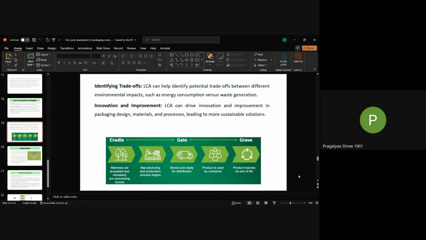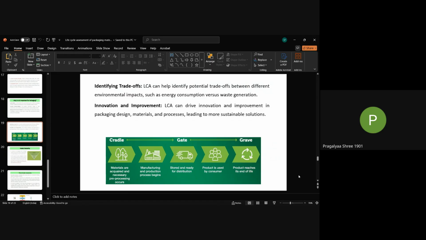Then identifying trade-offs. LCA can help identify potential trade-offs between different environmental impacts such as energy consumption versus waste generation. So one is when you're throwing them outside, we are creating lots of waste. How are we going to utilize them? Waste, energy consumption. So how are we going to reduce the energy consumption by converting them into another material, and also what happens when waste is generated into the environment.